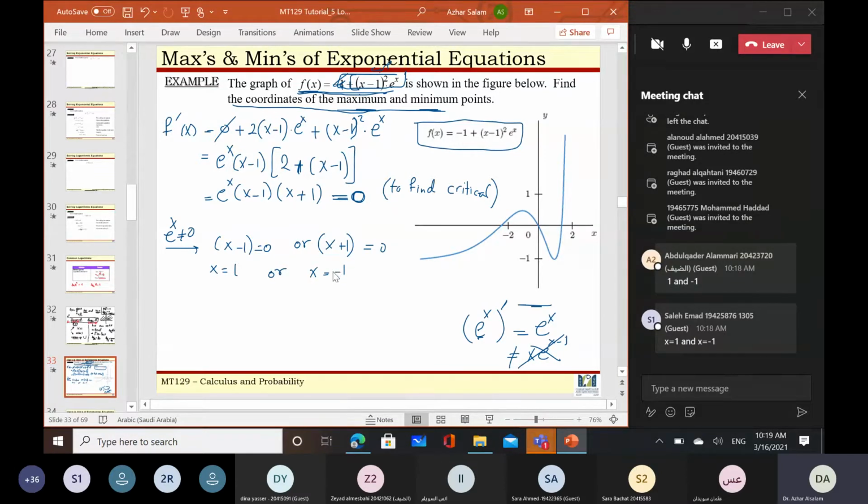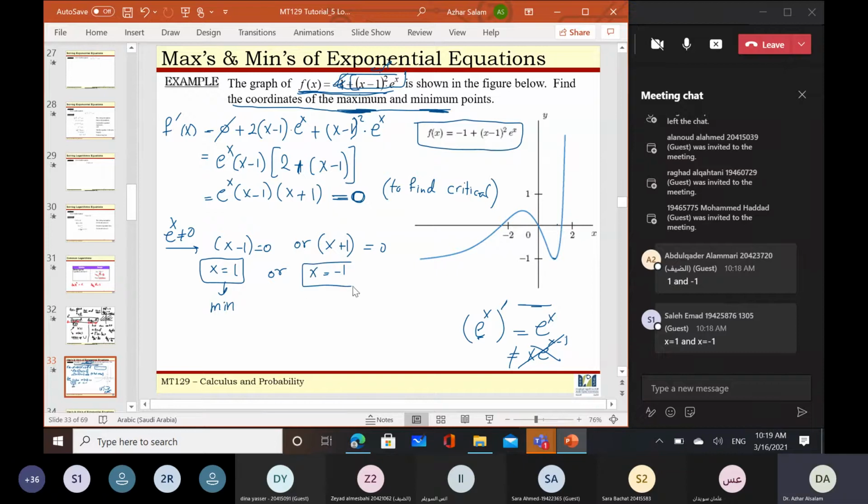I now have to determine which one is the maximum and which one is the minimum. Of course, I can use the second derivative test, but I actually have the graph here, so I can use the graph. Where is the point x equal to 1? I'm looking for it on the x-axis. Positive 1 is actually here, and it's obviously at this point, so this is a local minimum.